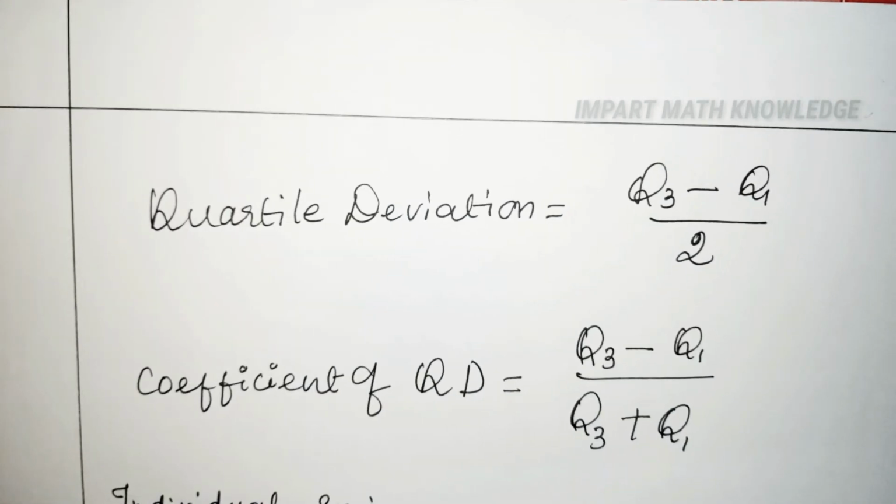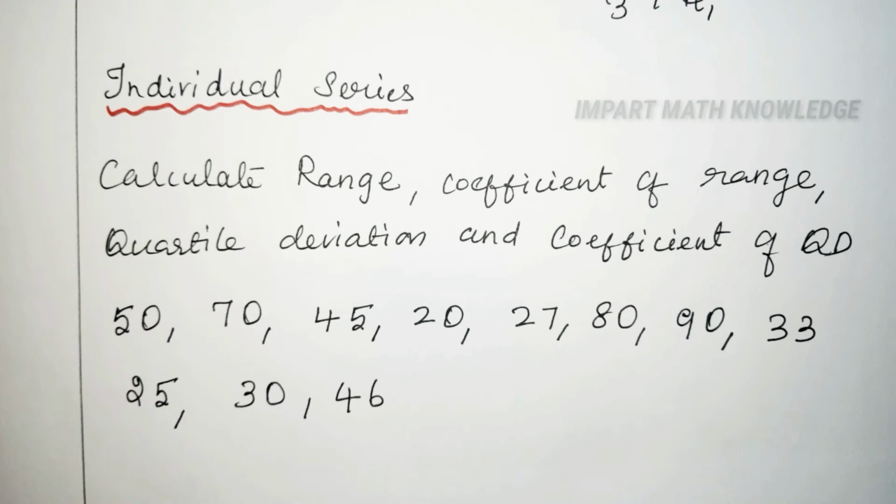Quartile deviation is Q3 minus Q1 divided by 2. Coefficient of quartile deviation is Q3 minus Q1 divided by Q3 plus Q1. Now for the individual series, we have to calculate range and its coefficient, quartile deviation and its coefficient.